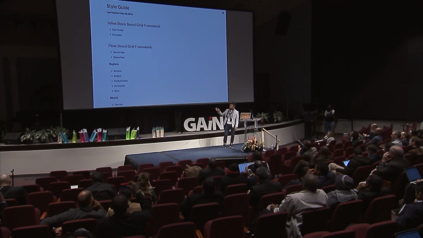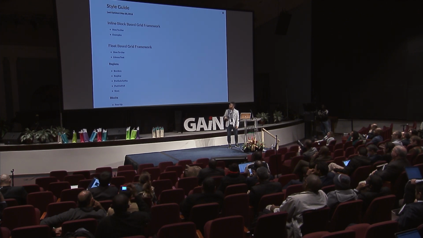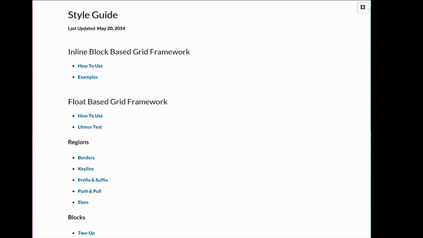And what you see there is all of the different elements that make up a website. He's got all those sectioned out. So what does a border section look like? What does a two-up block look like? What does a float-based grid framework look like? And he has examples of each one of those in practice.